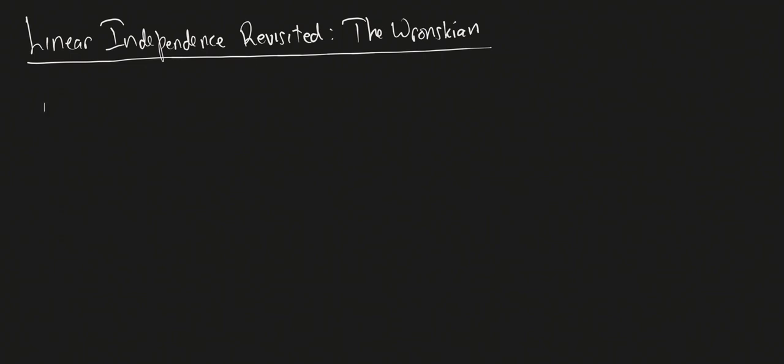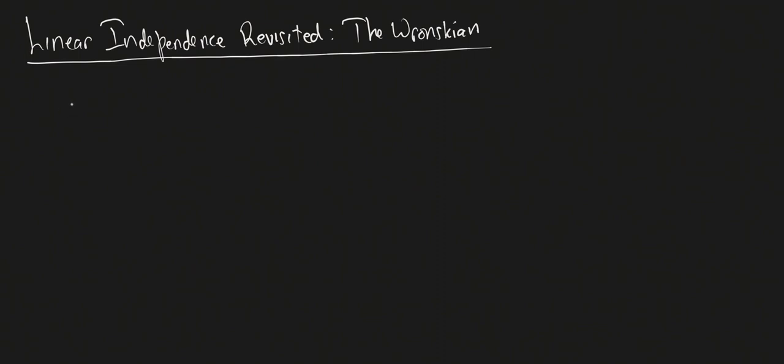We're now going to what seems like taking a step backwards, and we're going to revisit this concept of linear independence and introduce an object that will, in the future, actually be very useful for us. And this object is called a Wronskian. It's named after a mathematician with the last name Wronski, so we just call it the Wronskian.